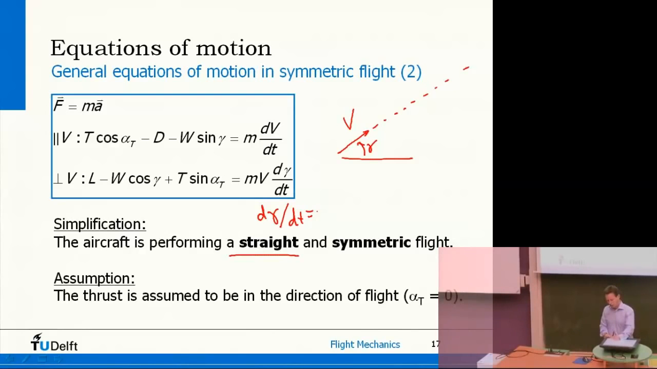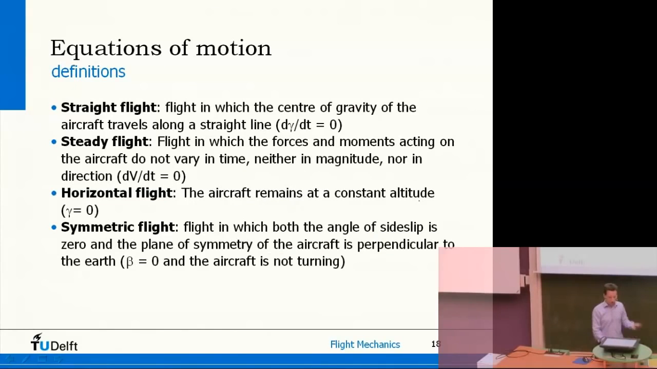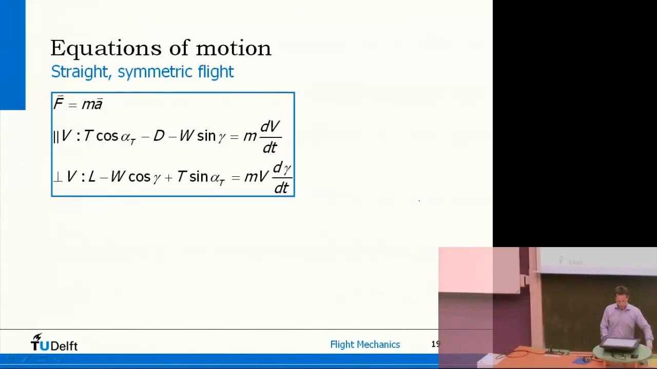Symmetric just means that you're not turning. And just to refresh your memory, I've written down the definitions of these things. So straight line, steady means constant speed, horizontal you stay in one plane, and symmetric, no turns. So what I just said, since we're in straight flight, you have d gamma dt is 0.